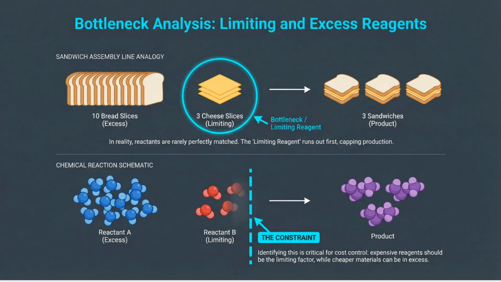This slide uses a sandwich assembly analogy to illustrate limiting and excess reagents. When ingredients aren't matched, the limiting reagent sets the production cap, while others remain in excess. The chemical schematic shows how identifying that constraint is crucial for cost control and efficiency, since expensive reagents should ideally limit production, while cheaper materials can be kept in surplus.